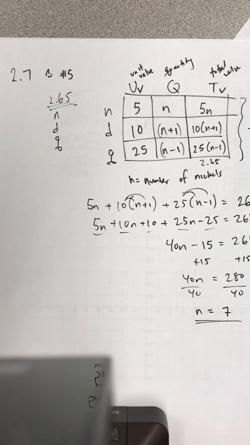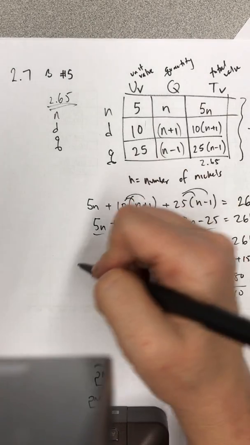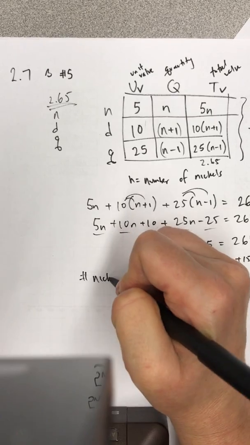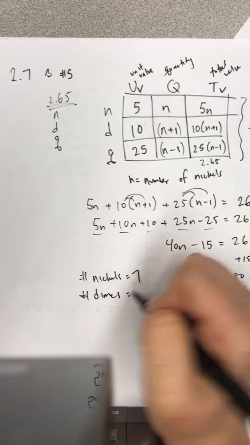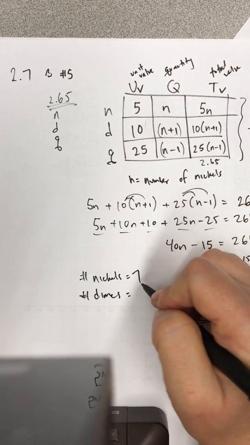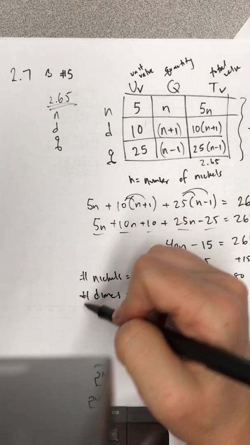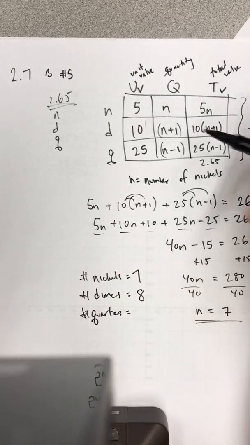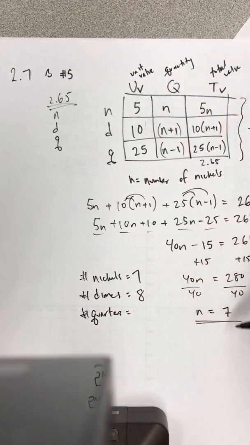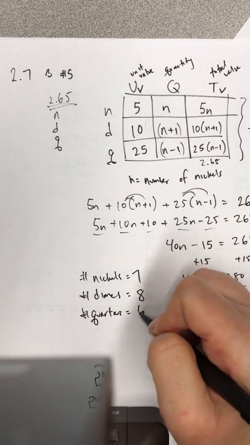Okay, what did we find out? Number 5 asks, what was the number of each kind of coin? Well, N is 7, so the number of nickels is 7. And the number of dimes, let's go back up: N plus 1, 7 plus 1, 8. And the number of quarters equals N minus 1. Well, that's 7 minus 1, which is 6.